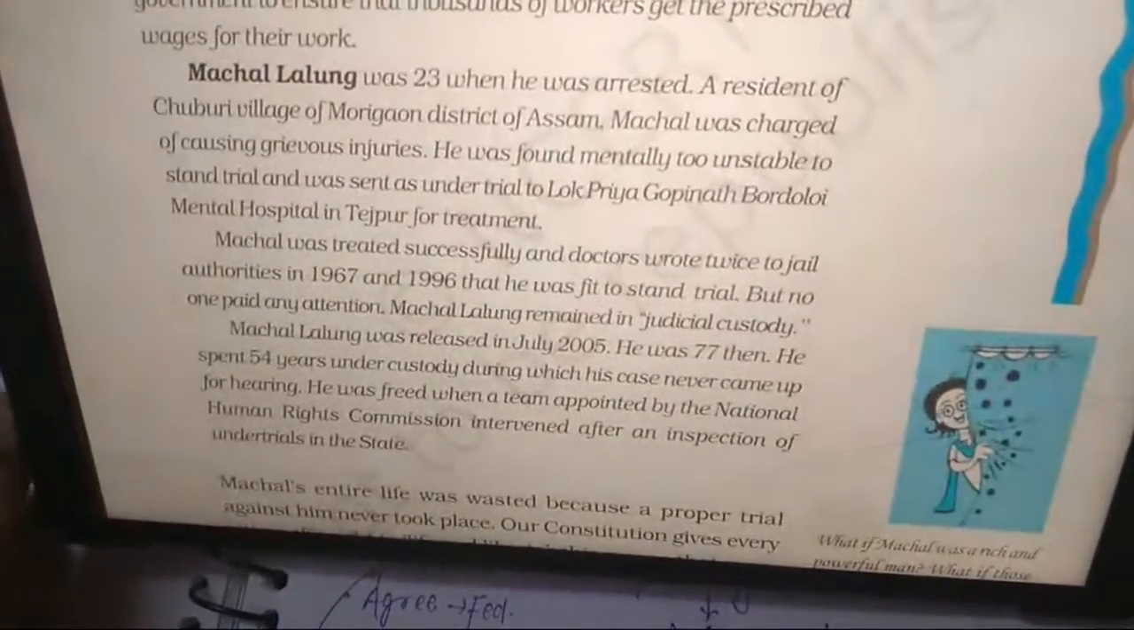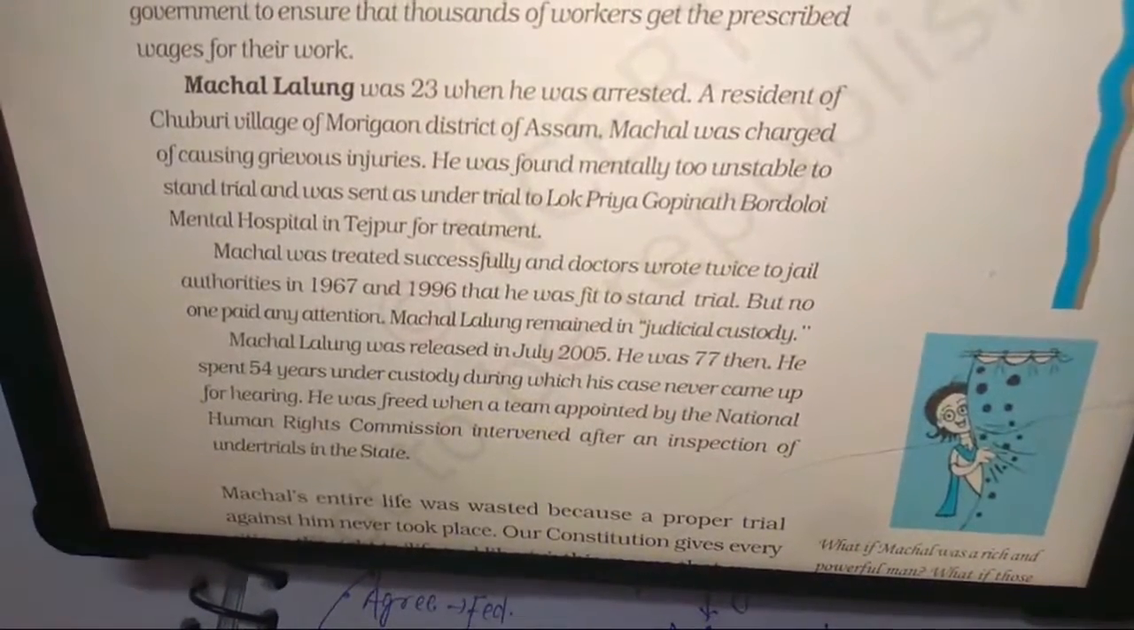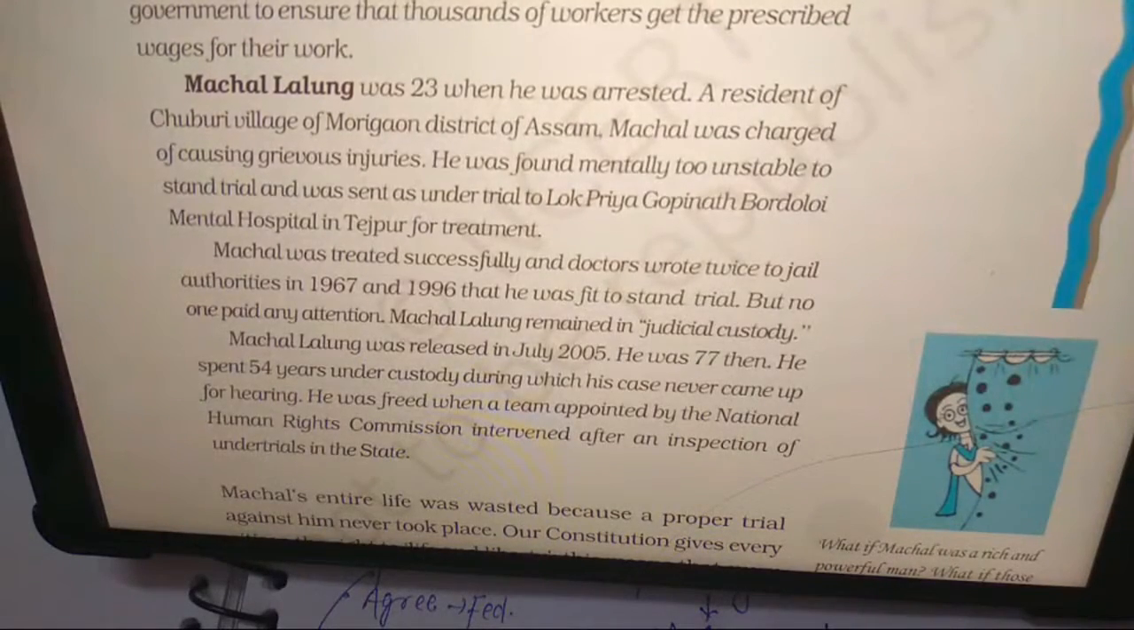Machal Lalung was 23 when he was arrested, a resident of Chuburi village in Morigaon district of Assam. Machal was charged with causing grievous injuries. He was found mentally too unstable to stand trial and was sent as an undertrial to Lokpriya Gopinath Bordoloi Mental Hospital in Tezpur for treatment.